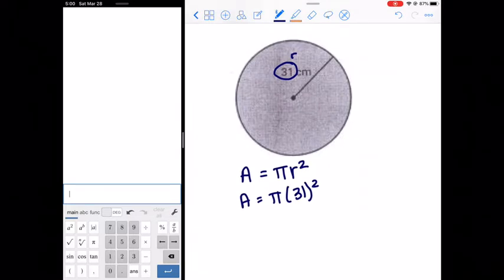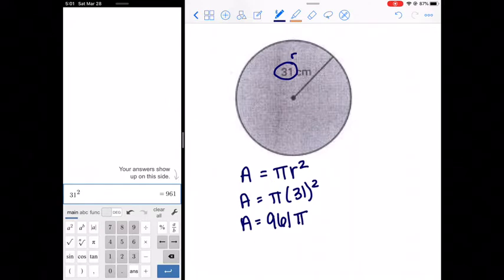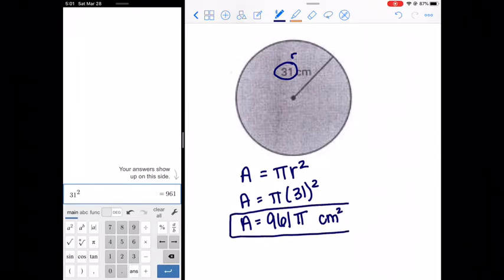So to write it exact, I'm going to type in 31 squared, but leave off the pi. So 31 squared is 961. So the area of this circle would be 961 pi. And then my units here, since I'm talking about the space that's filled up inside the circle, that's in 2 dimensions. So this is going to be centimeters squared or square centimeters. So that's the exact answer.